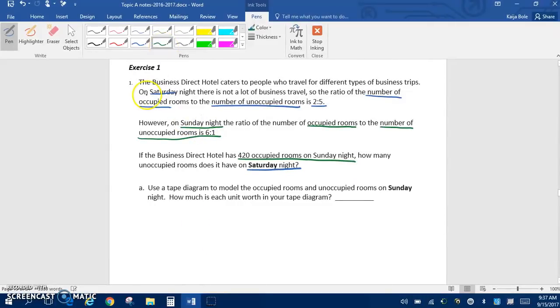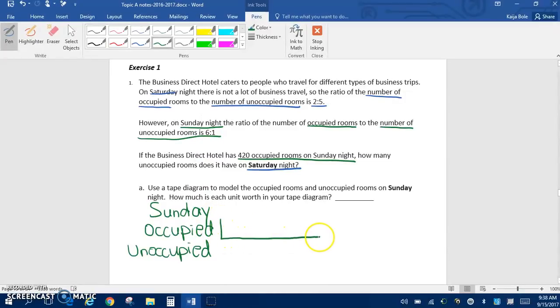So we're going to draw our tape diagram. That's our first step. And we're going to label this as Sunday, just so we can see. And we're comparing occupied to unoccupied. Alright, and if you look back up here, the ratio of occupied to unoccupied was 6 to 1. So occupied is going to get 6 boxes, and unoccupied is only going to get 1. And make sure they're connected just like we've been doing.